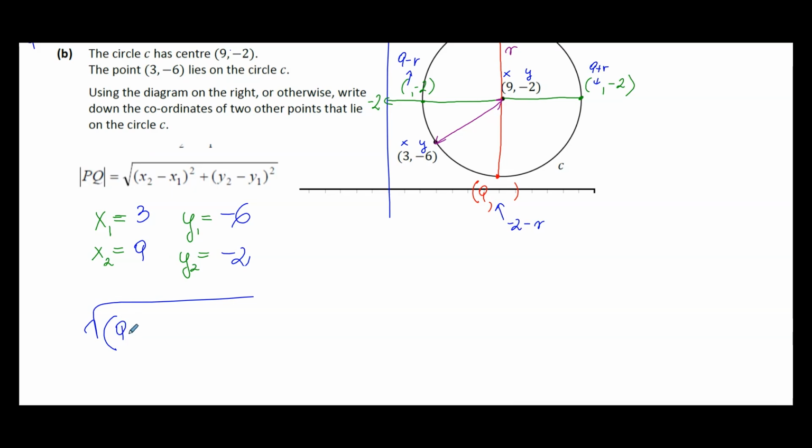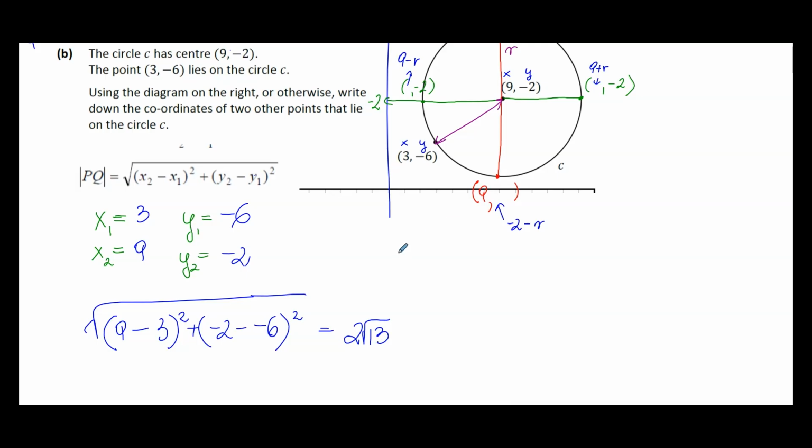X2, that's 9, minus x1, that's 3, to the power of 2, plus y2, that's minus 2, minus y1, minus 6, to the power of 2. That's the thing. You're not going to get caught up with those minuses if you follow the order like that. And we get that the radius is 2 square root 13.